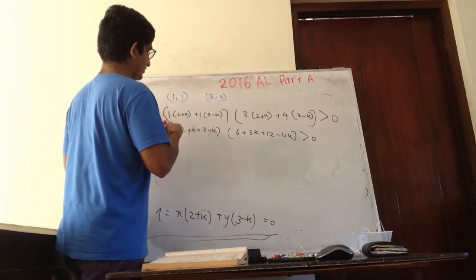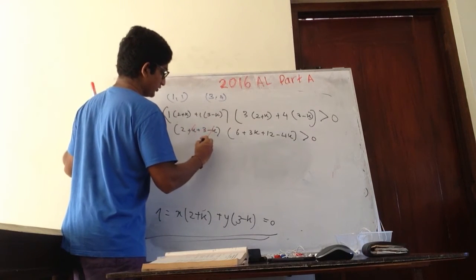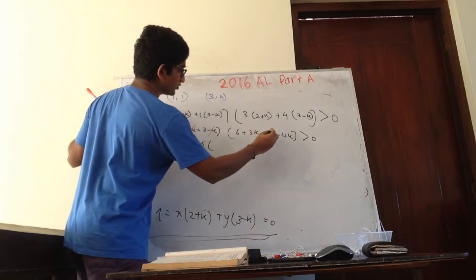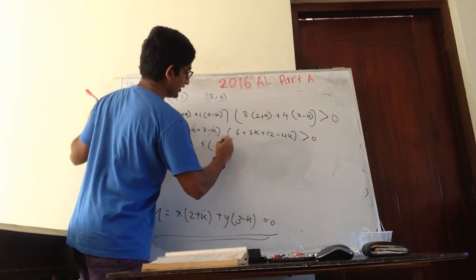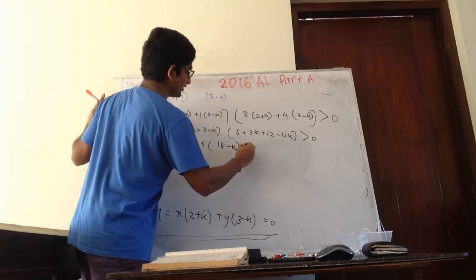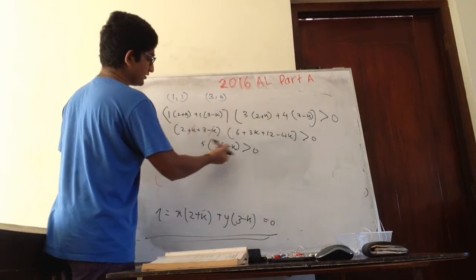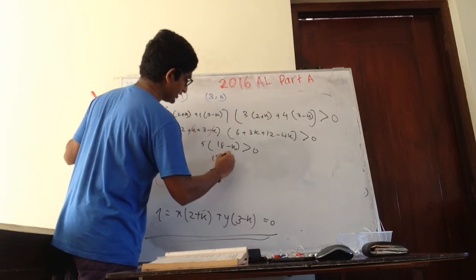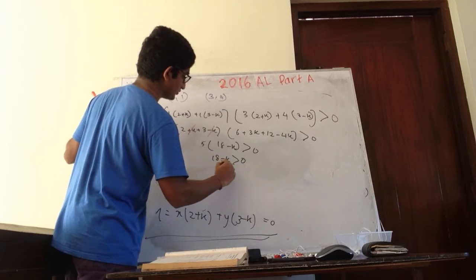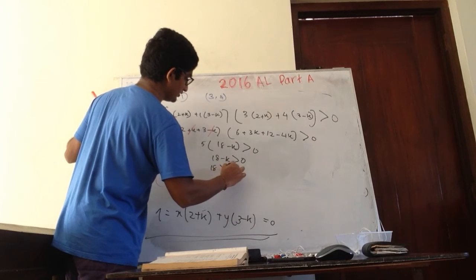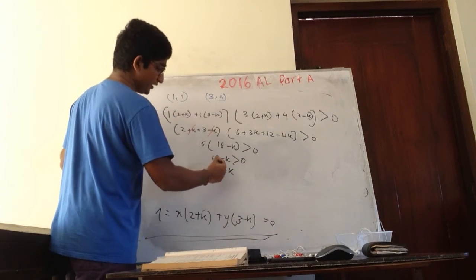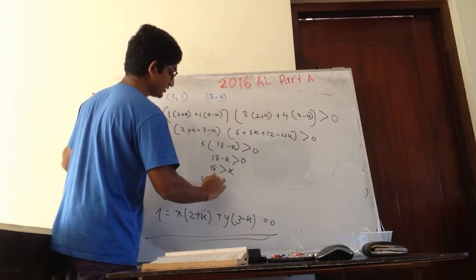Then this will become 5 into (18 minus k) greater than 0. So 5 is irrelevant here. Now I will get 18 minus k greater than 0. So 18 is greater than k, so k is less than 18.